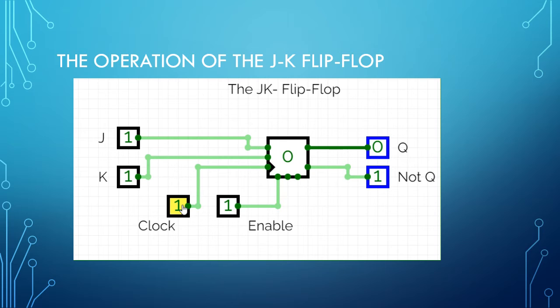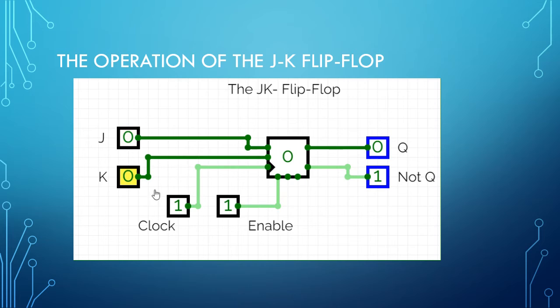So let's try again. Let's switch off the clock, nothing happens, but switch on, it toggles. Keep an eye on the Q and the NOT Q. Switch off the clock, switch on the clock, it toggles. All right? Now, what happens if the inputs are at 0?